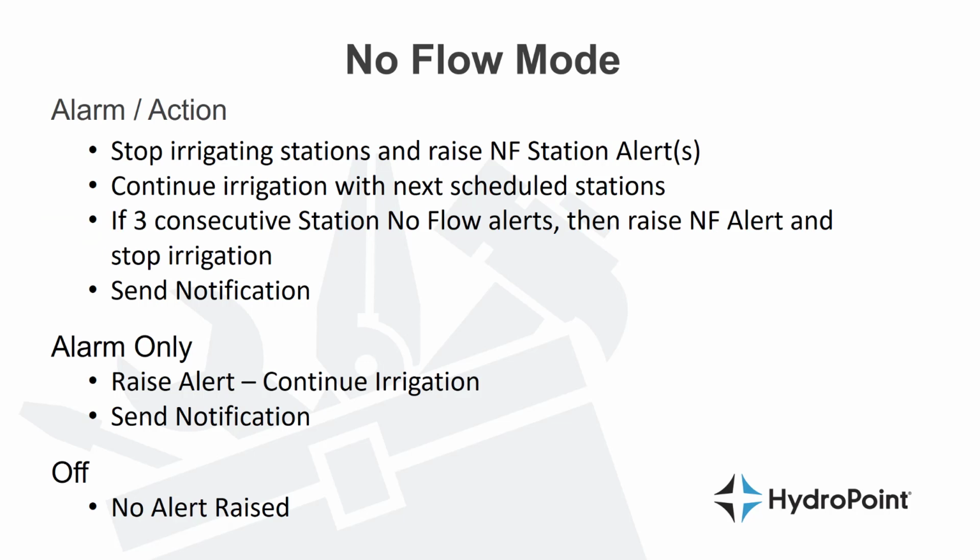They would rather select the alarm only, where we raise the alert but continue to irrigate those stations. This is a handy feature to continue irrigating while you troubleshoot flow issues, or try and get your flow sensors dialed in. Or you can select off, that will turn off the no flow alert entirely.